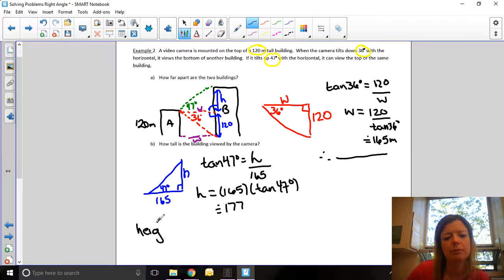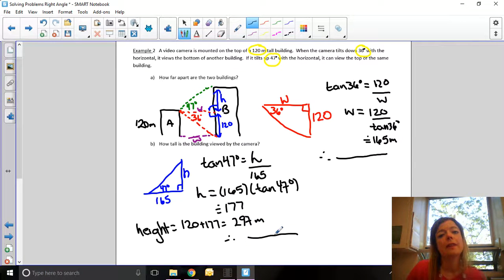So height equals 120 plus 177, which equals 297 meters. So you can make a nice therefore statement. Therefore, the second building is 297 meters high.